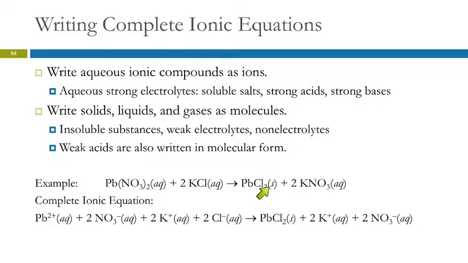Over here, we have lead chloride, which is a solid. And so we're going to just leave that alone. If you have solid, liquid, or gas, S, L, or G as the state symbol, don't do anything to it. Just copy it down. So we copied that one down. Here we've got aqueous again. We need to separate this into ions. It's 2 potassium ions and 2 nitrate ions. And that's the complete ionic equation because it has all the ions.